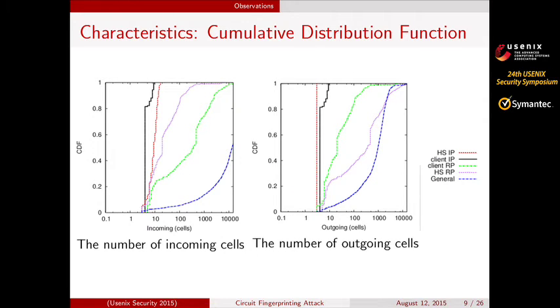Two other interesting features we measured are the number of incoming cells and the number of outgoing cells. The first thing to note is that for both IP circuits, red and black, both incoming and outgoing have very little. The reason is data is not communicated over these IP circuits, so they don't need to communicate many cells. Another thing to note is that the hidden service RP has a lot more outgoing, shown in purple here, than incoming. The reason is we're monitoring servers, and usually servers receive a small request for, say, an image, and they have to send a full image back to the client, so they usually have more outgoing.